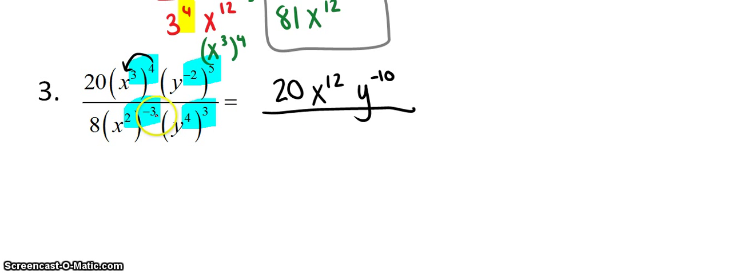Same thing in the denominator. This negative 3 only goes with what's in parentheses. So that's 8, and 2 times negative 3, power to power, gives us negative 6. And one more power to power gives us y to the 12th.